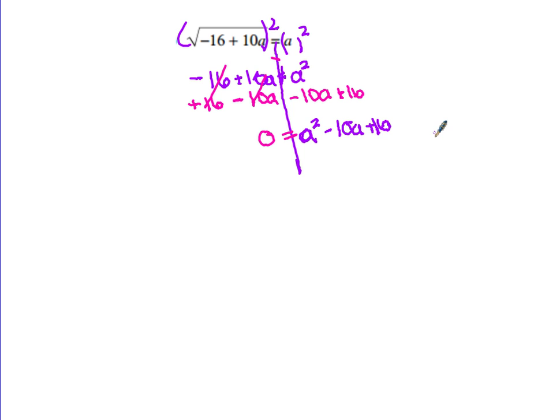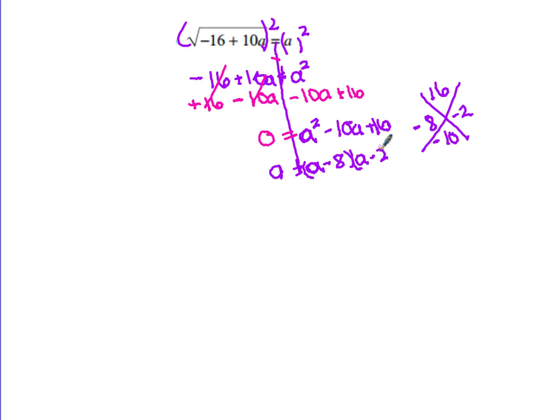So now I've got something that I can factor. I'm going to use the x method because there's nothing in front of a squared, so I need to find what multiplies to give me 16 and adds to give me negative 10. Those two numbers would be negative 8 and negative 2. So my next step will look like this: a minus 8 and a minus 2.